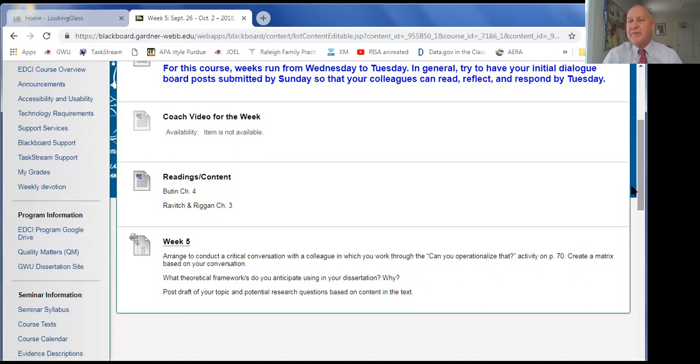Is there a theoretical framework driving your dissertation? Yes or no, why or why not? Leader in Me, it's the Covey stuff.